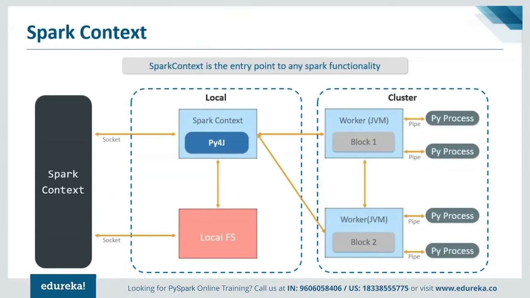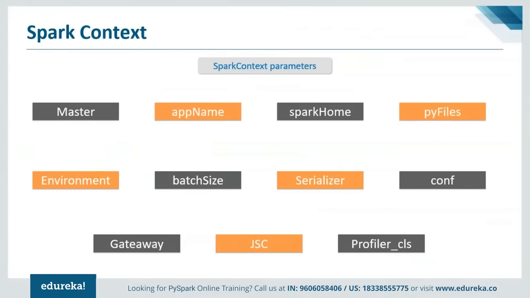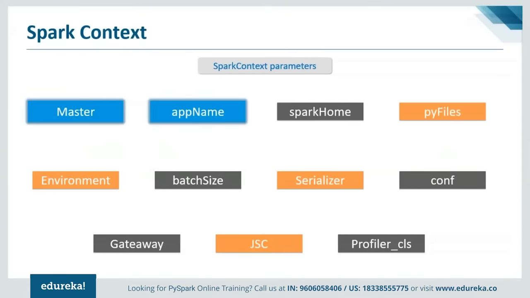The Spark context allows the Spark driver application to access the cluster through a resource manager, which can be YARN or Spark's cluster manager. The driver program then runs the operations inside the executors on the worker nodes, and Spark context uses Py4J to launch a JVM, which in turn creates a Java Spark context. Now, there are various parameters which can be used with a Spark context object, like the master, app name, Spark home, the py files, the environment in which it's set, the batch size, serializer, configuration, gateway, and much more. Among these parameters, the master and app name are the most commonly used.